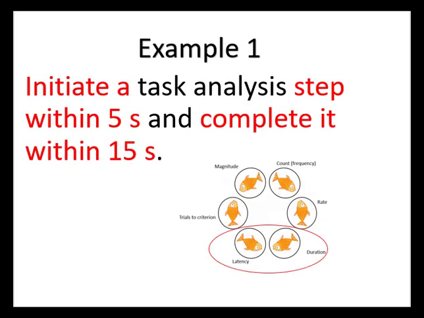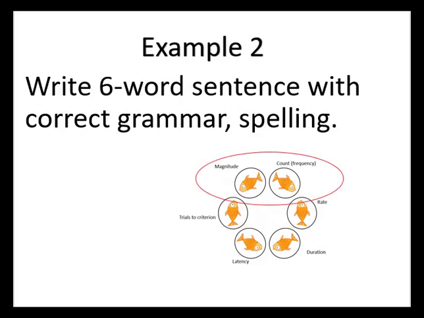Example 1 was initiate a task analysis step within 5 seconds and complete it within 15 seconds. This behavior has 2 dimensions. One is latency for initiating, and the other is duration for time it takes to complete the step. Example 2 was write a 6-word sentence with correct grammar and spelling. This is narrowly a count behavior.